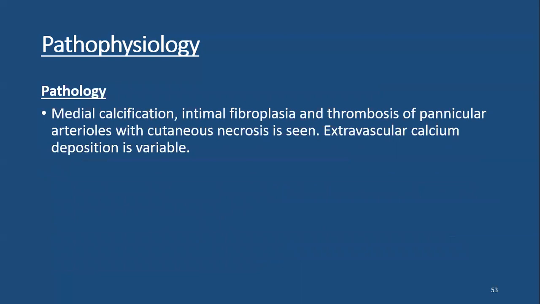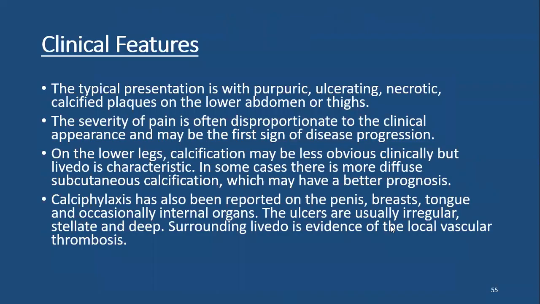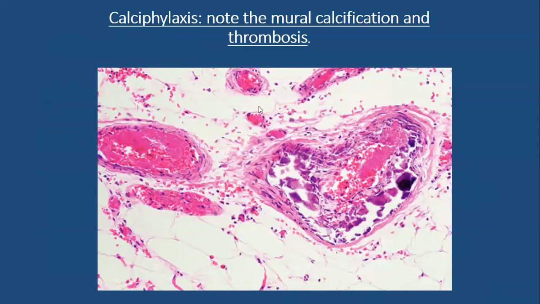Pathology. The medial calcification, intimal fibroplasia, and thrombosis of panniculus arteries with cutaneous necrosis is seen. Extravasation of calcium deposits is variable. Here in this picture, you can appreciate that the calcium deposits are seen on the wall of medium-sized vessels. Such deposits are also seen in the subcutaneous fat or in the dermis.